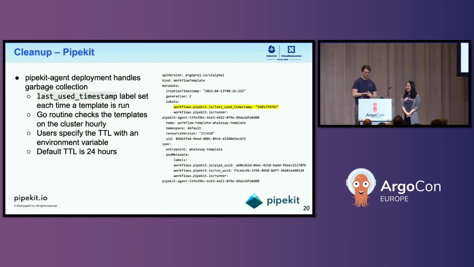Yeah. Thank you. So the way that PipeKit's cleanup process works is a bit different than Bloomberg's cleanup process, whereas they use a cron workflow to do a lot of the labeling and whatnot, we rely very heavily on the PipeKit agent deployment. So that's going to be handling garbage collection from start to finish. So the first thing that we do is we apply a last used timestamp label that gets set each time a template is run.